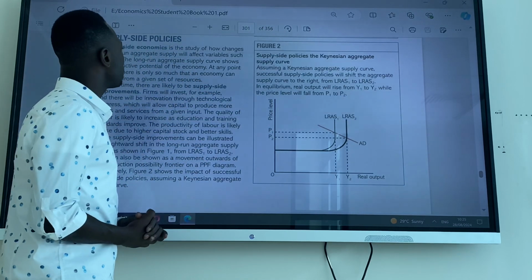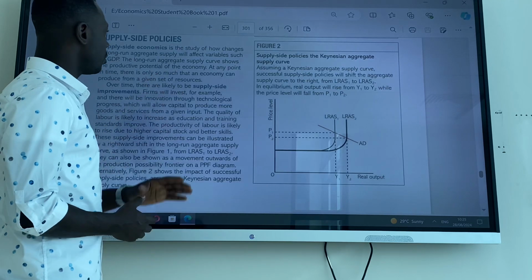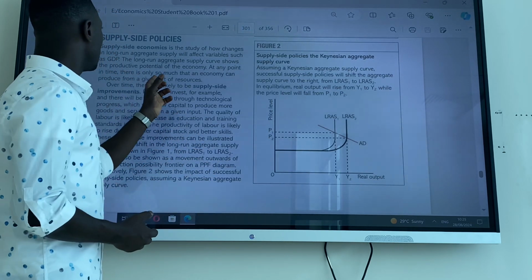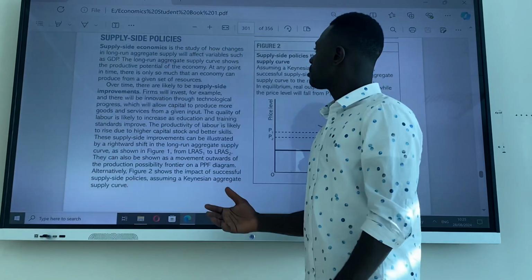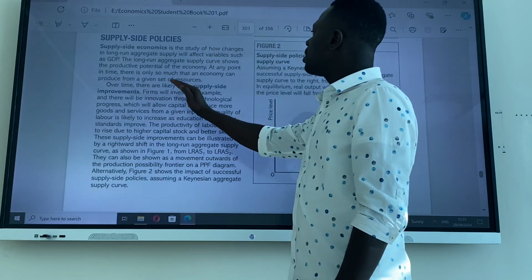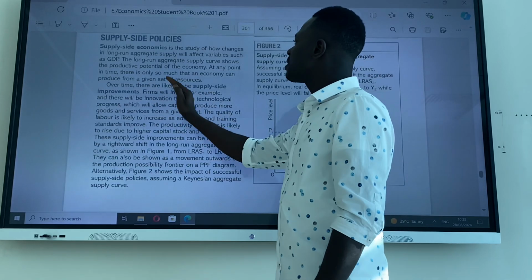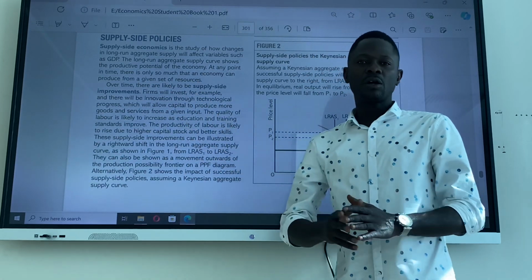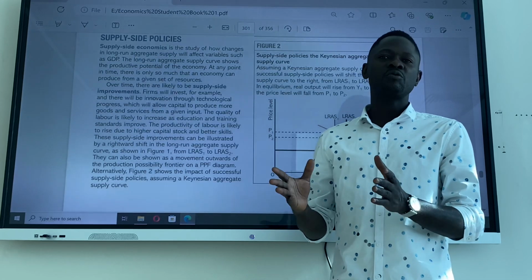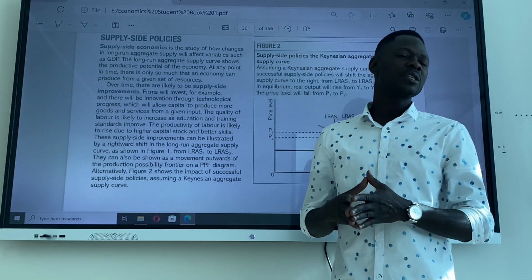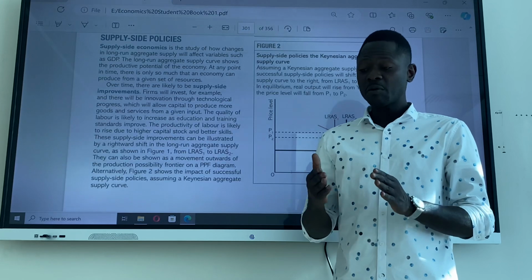So the long run aggregate supply curve shows the productive potential of the economy. Here they're talking about the PPF or the PPC. It shows the productive potential of an economy. At any point in time, there is only so much that an economy can produce from a given set of resources. So in every given economy, the amount of resources available is what we use to produce whatever output it needs to produce.